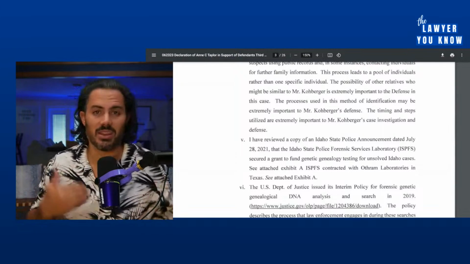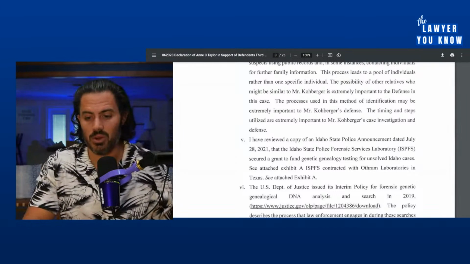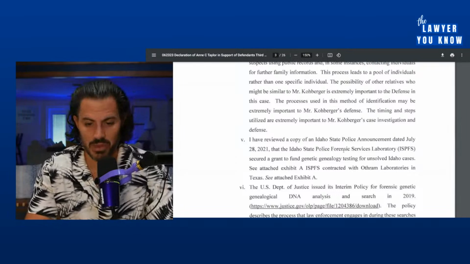We need to understand, what did you do? Who did it match? That's absolutely important, and I would just be shocked if they don't get more information on this.